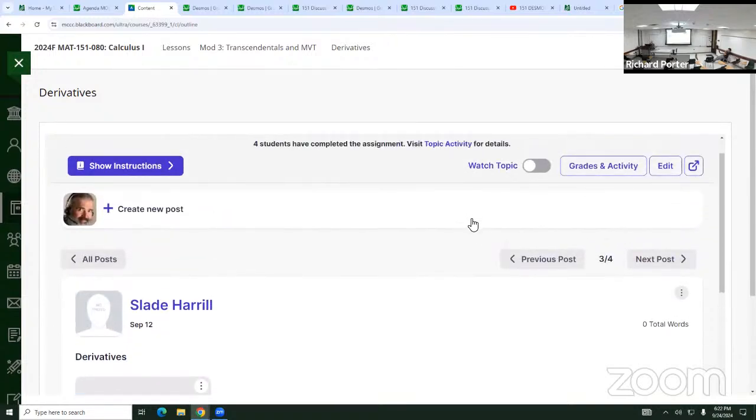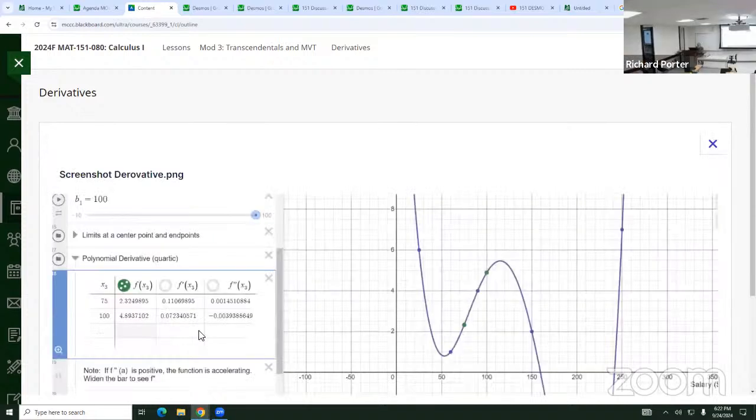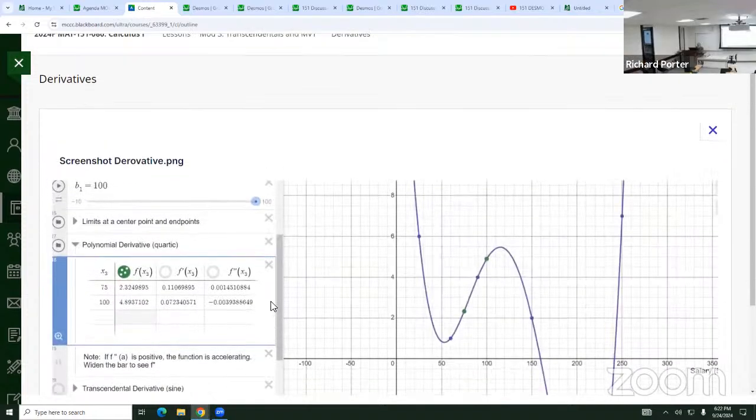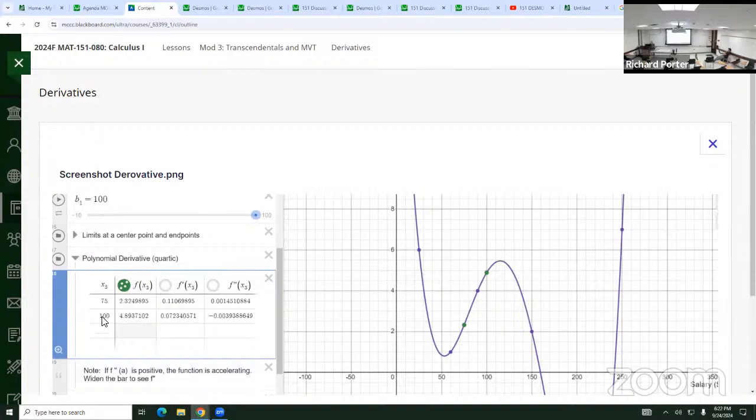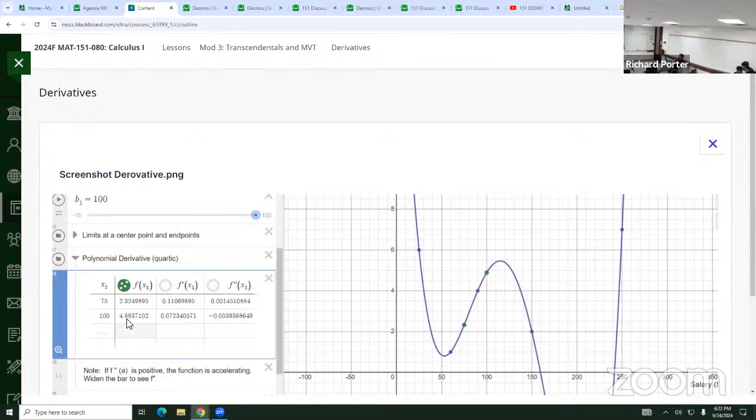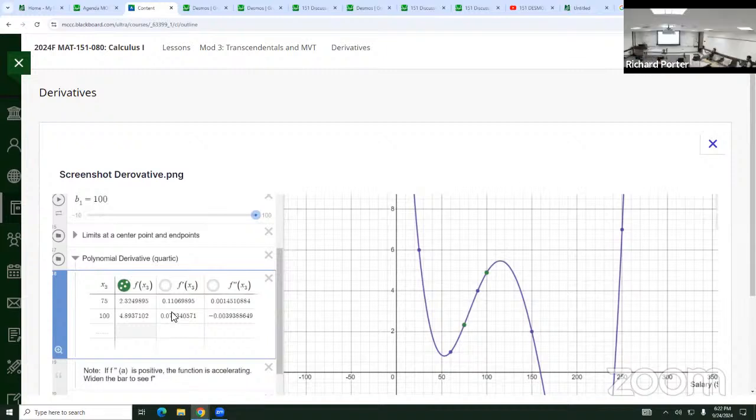Slade, what are you talking about today? This is your best friends and your salary? Yeah. So you have a salary of 75 and a salary of 100. The person who's making 75 has 2.3 friends. A person with a salary of 100 has almost 5 friends. But as they make more money, they're both picking up about 1/10 of a friend with each $1,000. So if your salary is 75,000 and you go to 76,000, you should pick up 1/10 of a friend.